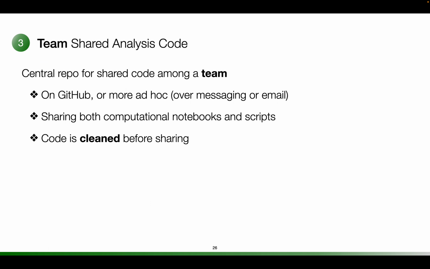Our next form of reuse is among a team, and this is team shared analysis code. This is often a central repository for sharing code among a team. This might be on GitHub, where the code is organized by the person that wrote it or by the data store, or more ad hoc forms, such as sending an analysis notebook over messaging or email. This is sharing both computational notebooks and scripts for analysis, but the code here is almost always cleaned before sharing.